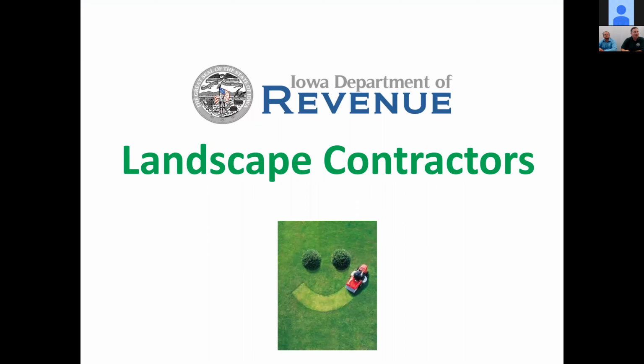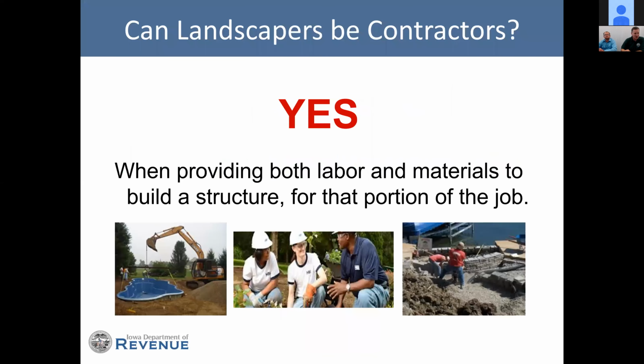Landscape contractors, and I think, Vicki, this is going to get into some of what you were asking about here. Landscapers today do a lot of things besides just plant a few shrubs and put down some mulch. Can they be contractors? Yes, they can. Being a construction contractor means they are providing labor and materials to build a structure. So they've got to be careful with what they're doing. Here is how we treat things if they're acting as a contractor. And this is going to get into some of your area of question here, Vicki.